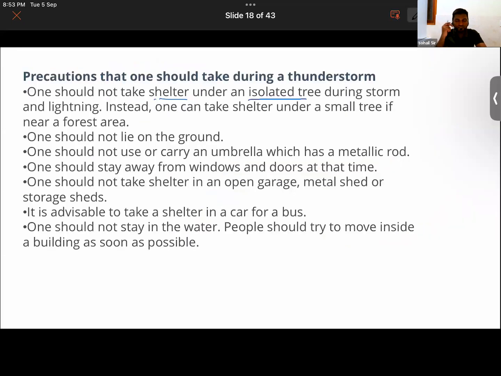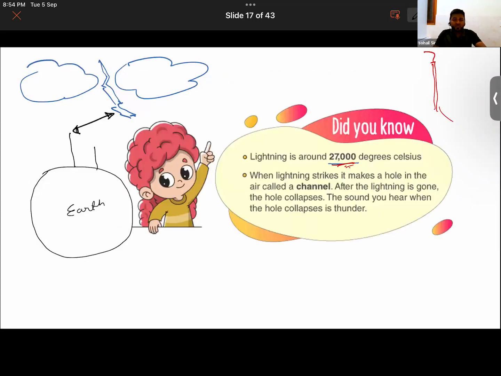Sir, can it also be because of the tree trunk? The tree's trunk, it's not about tree trunks, and it's also not about whether the object is a conducting or non-conducting body. The only thing is that it looks for any object that is taller, the tallest object in that area. So it will be conducted into that body, no matter whether it's a tree or a pole.